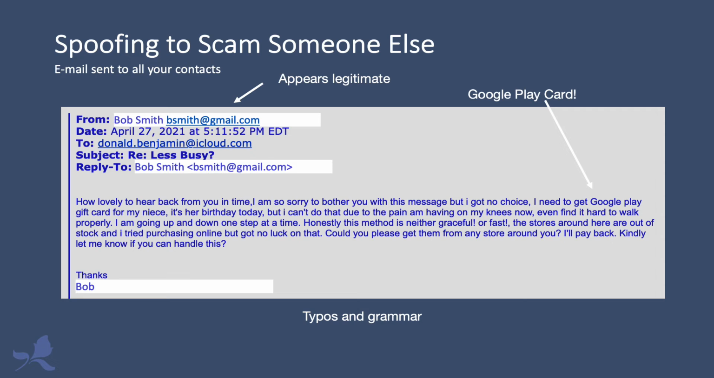This spoofing email pretends to be from Bob Smith and asks me to help him purchase a Google Play card. But Bob Smith didn't send this email. It came from someone who knew Bob's Gmail address and password, logged into his Gmail account, and sent this message to all of Bob's contacts.